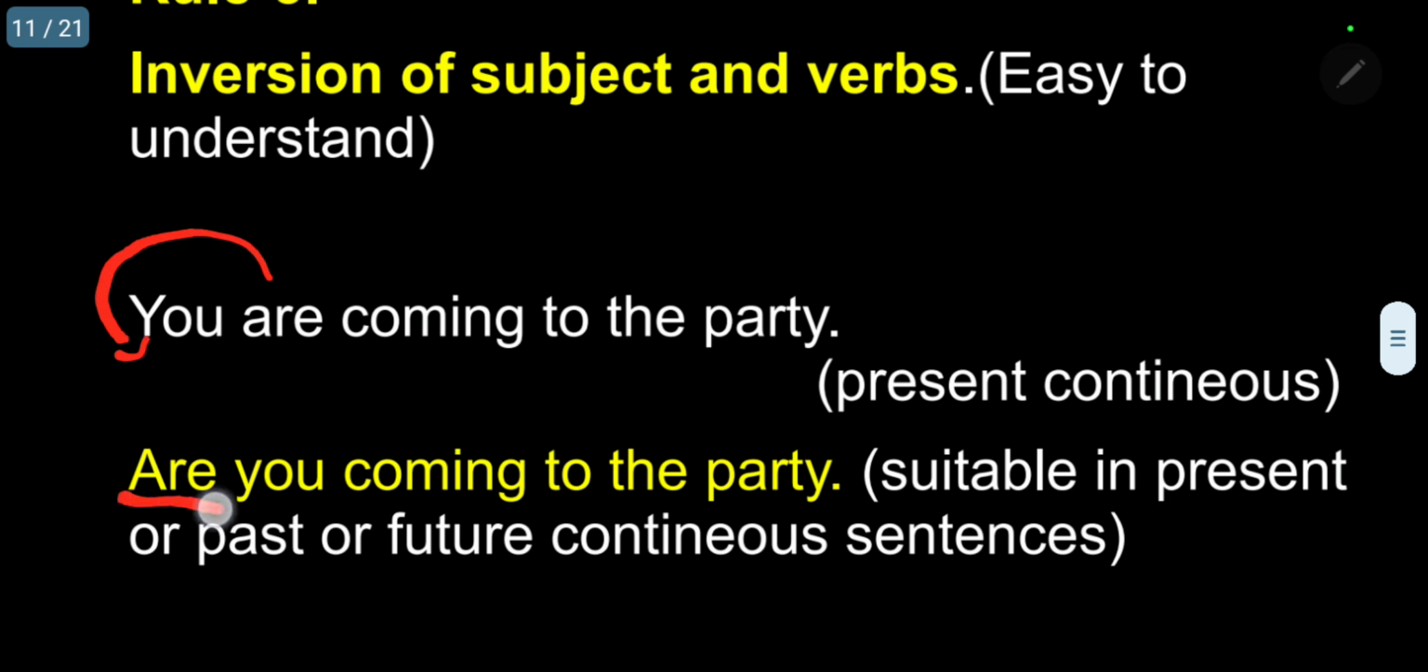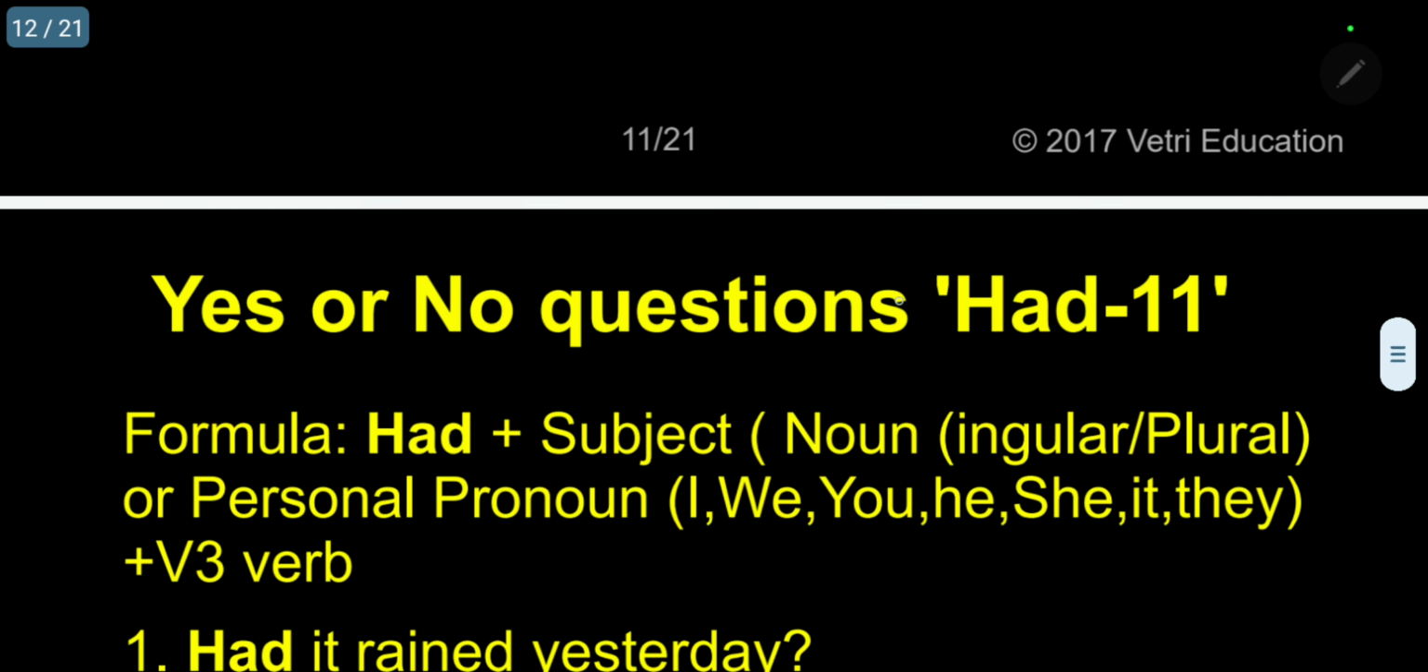Are you coming to the party? நீ விருந்துக்கு வந்து கொண்டிருக்கிறாயா? Suitable in present or past or future continuous sentences. Kindly follow. Very simply we can form a question and answer. This is called inversion of subject and verb rule we have to follow.